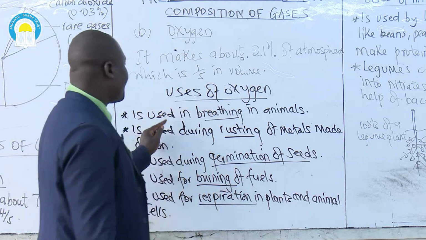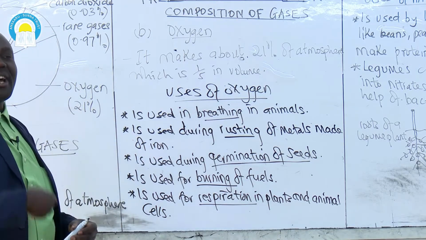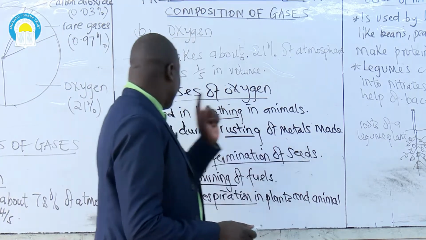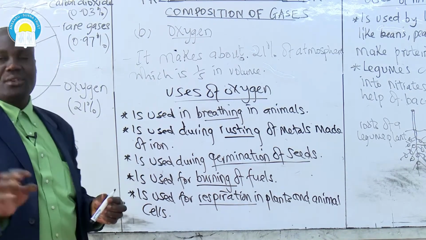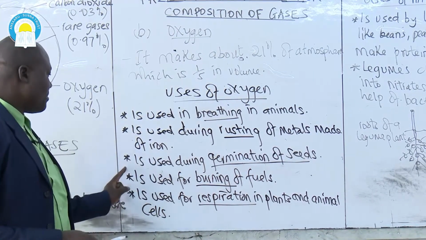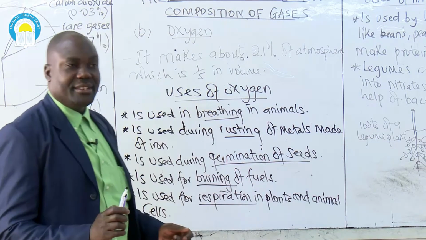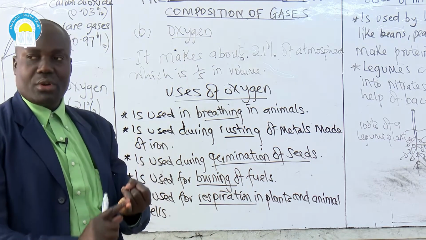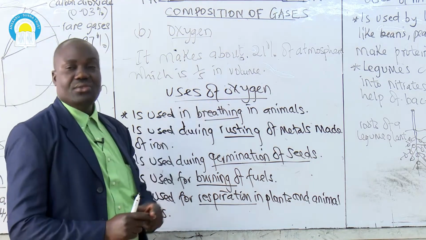Uses of oxygen: it is used in breathing in animals, because when you breathe in oxygen, we breathe out carbon dioxide. It's also used during rusting of metals made of iron. However, remember, some metals such as stainless steel don't rust. Then number 3 is used during germination of seeds. Among the conditions required for the seed to germinate, apart from water and warmth, the seed also requires oxygen to germinate.